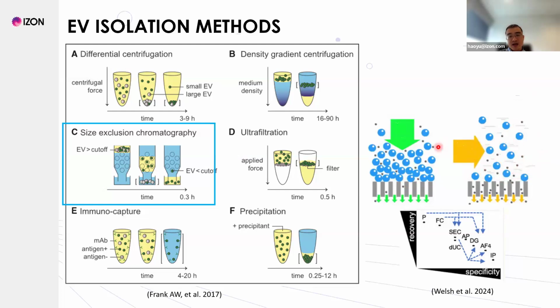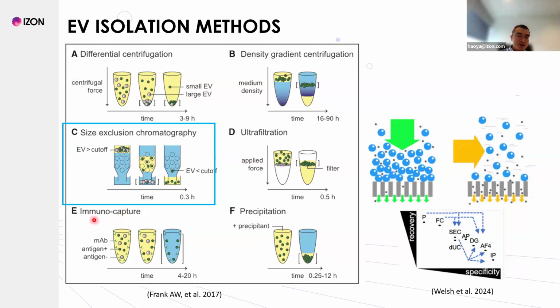But this kind of method is usually considered a concentrating method. It's not a kind of purification. We will talk about it later, because the recent guideline mentioned that it's just a concentrating method, not an actual isolation. It should be used together with other methods, for example together with a size exclusion column, to get pure EVs.